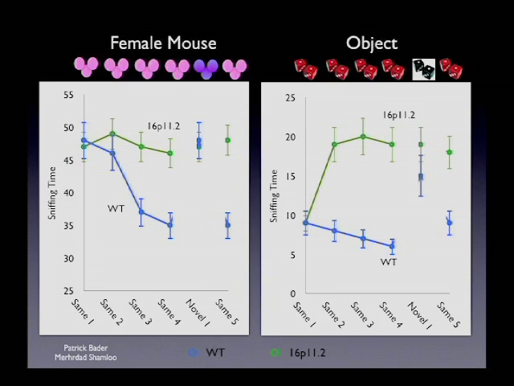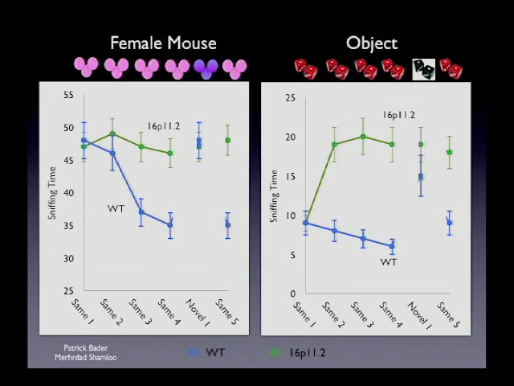Okay. So this was paradoxical, and it still is, but it became more interesting when we decided to do the control. We belatedly thought, well, we ought to do exactly the same thing with an object, not with a female mouse, and see what happens. And we found a remarkable difference. If you look at an object, wild type mice gradually become less interested in the uninteresting object, but the 16p mice become much more interested in the object.